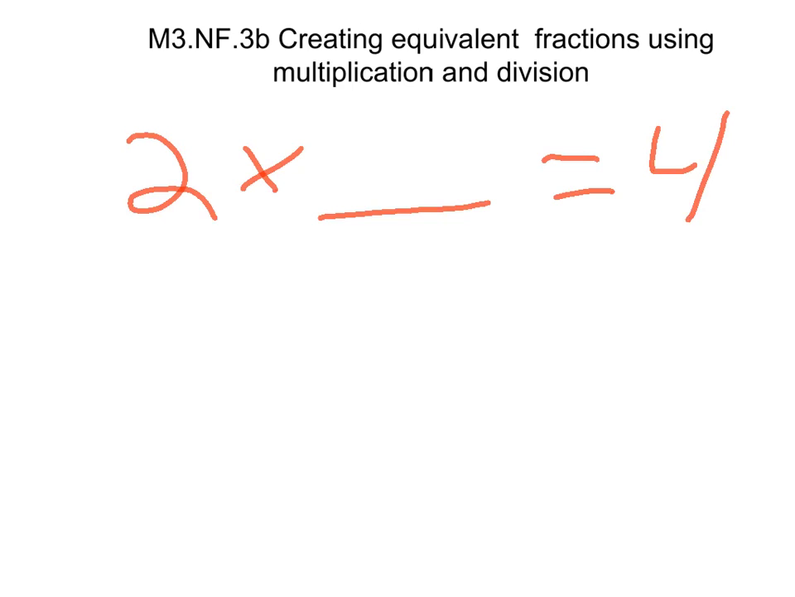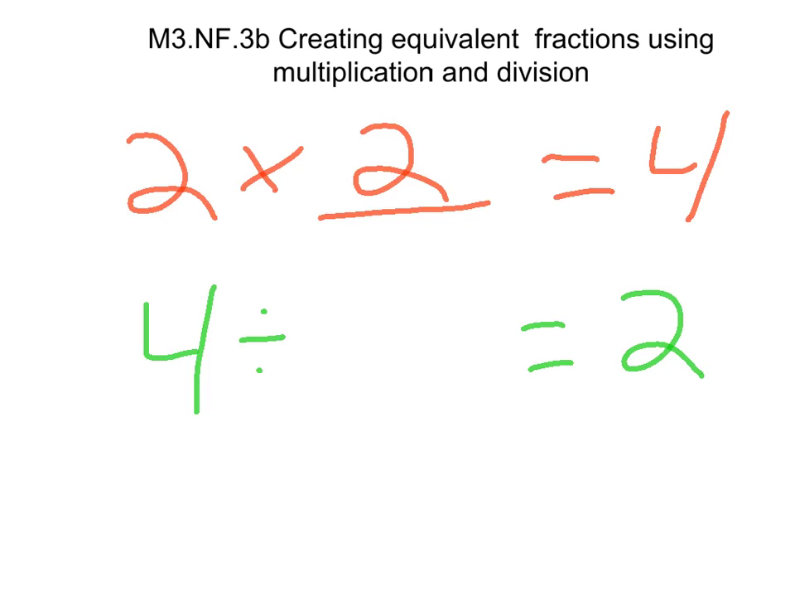If we look at multiplying and dividing, if we start with, let's say, the number 2, then 2 times some number gives us 4. We know that 2 times 2 equals 4. And if we go backwards from that, if we start with that 4 and we want to get to 2, we're going to divide by some number. So 4 divided by 2 equals 2. So let's keep this in mind when we're talking about dividing and multiplying fractions.